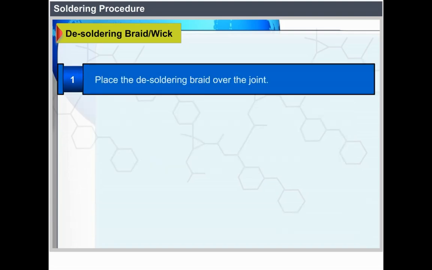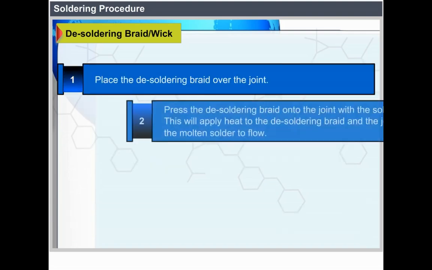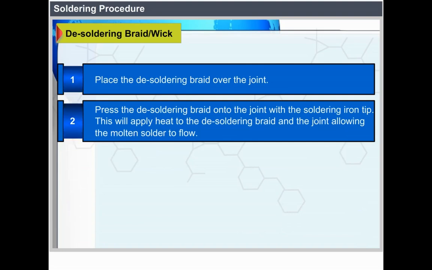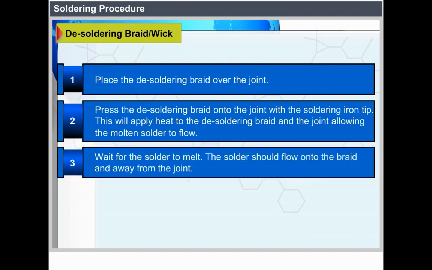Place the desoldering braid over the joint. Press the desoldering braid onto the joint with a soldering iron tip. This will apply heat to the desoldering braid and the joint, allowing the molten solder to flow. Wait for the solder to melt. The solder should flow onto the braid and away from the joint.